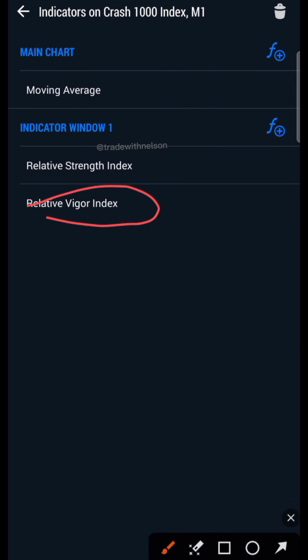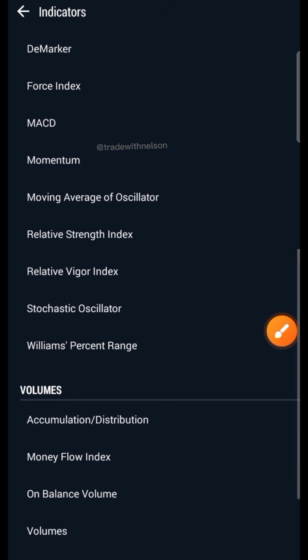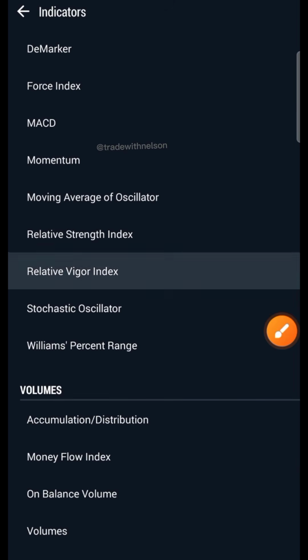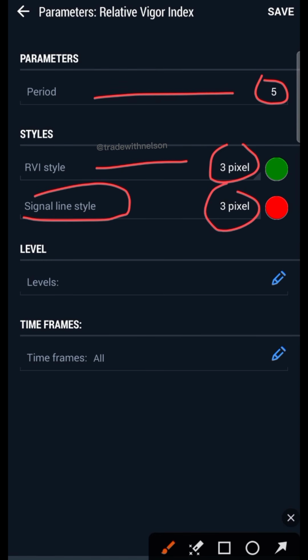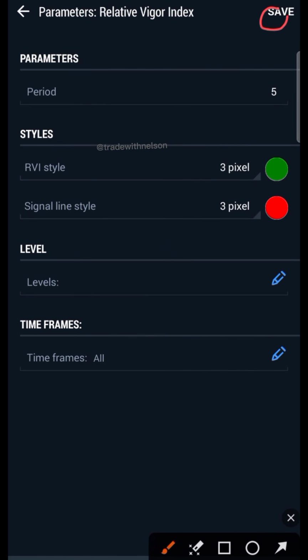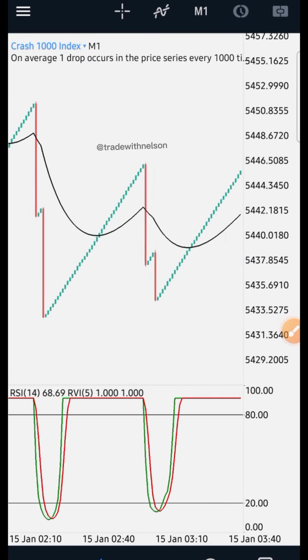The last indicator is the vigor index. Select this F icon that you see over here, scroll down a bit, this is vigor index, click on that, period to be 5, make your RVI style 3 pixel, signal line style 3 pixel, and select a color of your choice, but I am using green and red as you all see. Then after that, you click on save. Once you have that, your chart will look exactly like this.